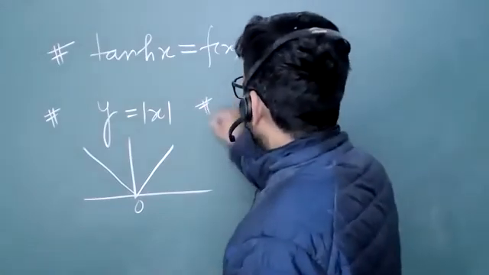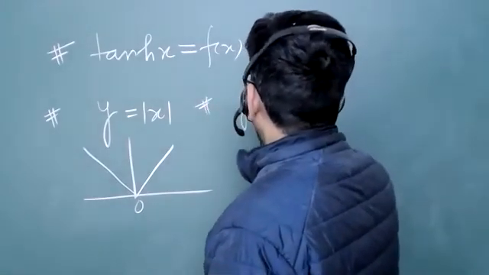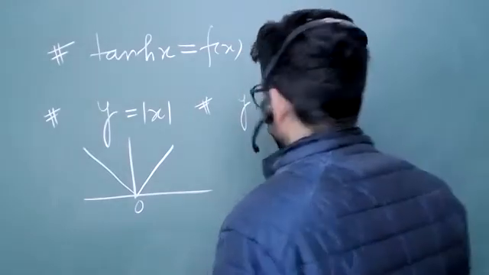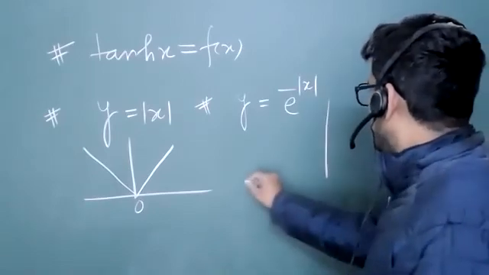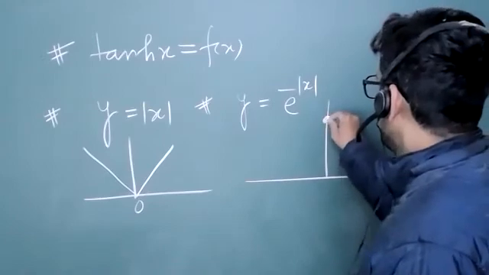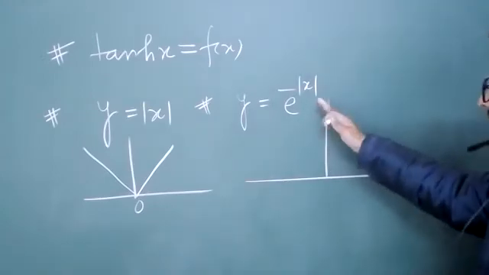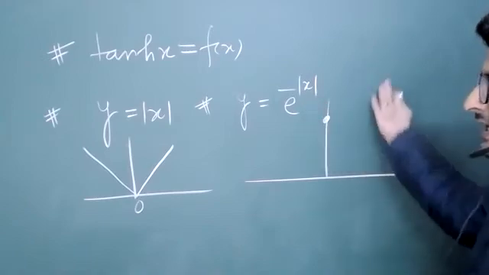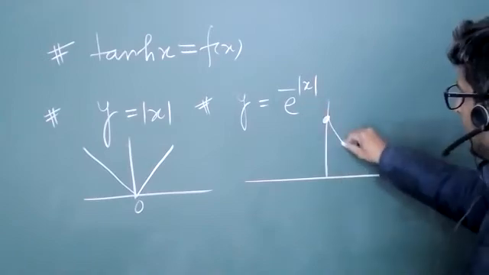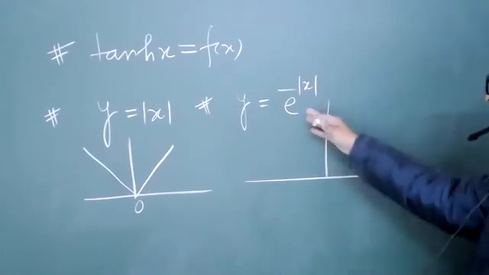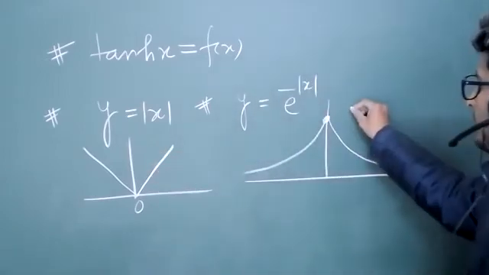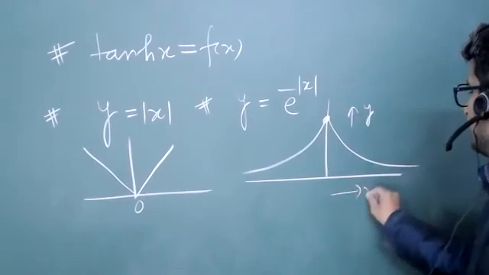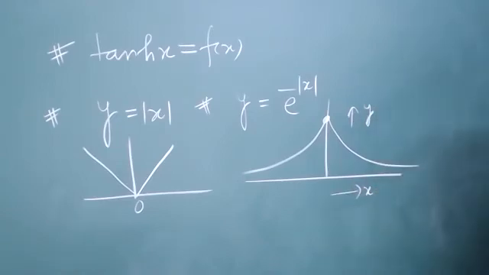Similarly, you can also see y is equal to e to the power minus mod of x. You will see at x is equal to 0, and this is also an even function. So for simplicity, just take x positive, so it will become e to the power minus x, and positive means it will go like this, and because it is an even function, it will be symmetric about the y axis. So this will become y and this will become x.